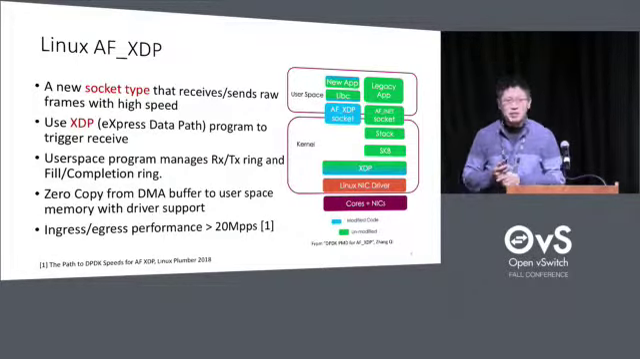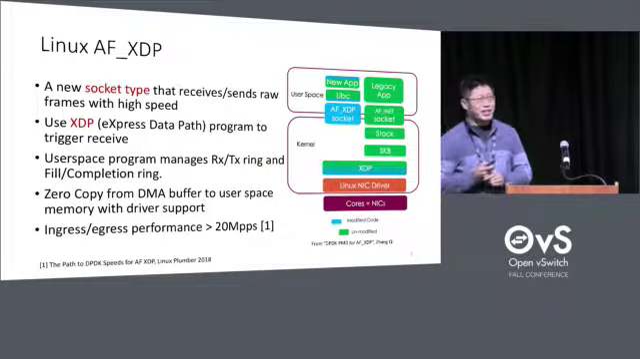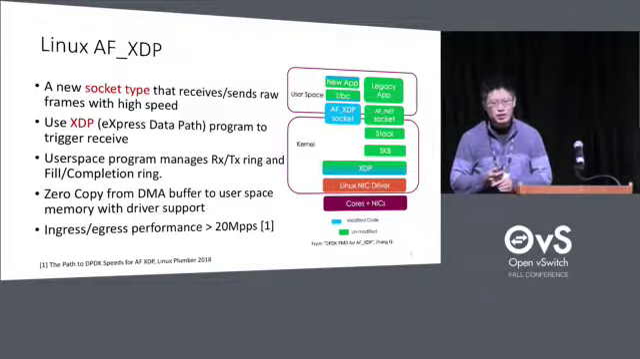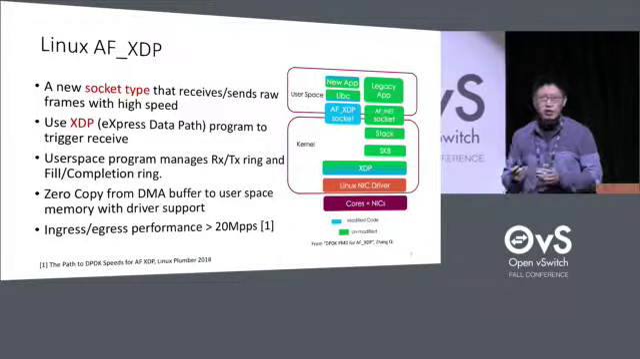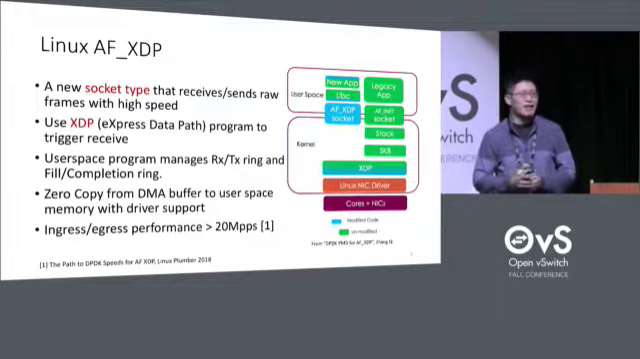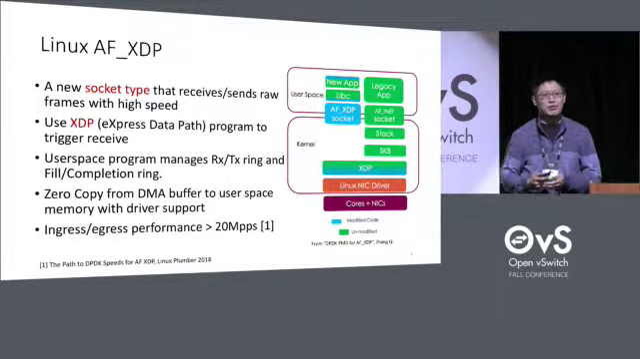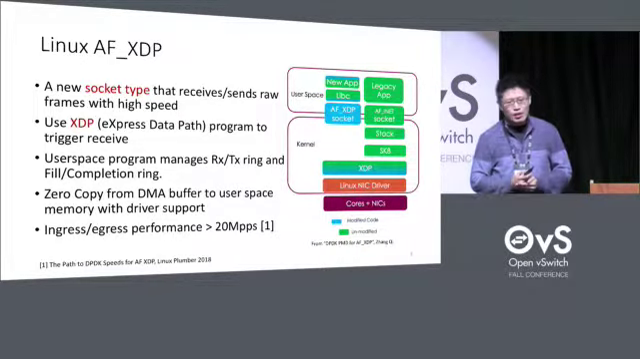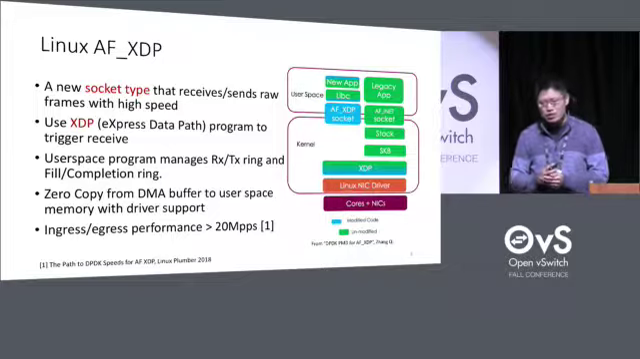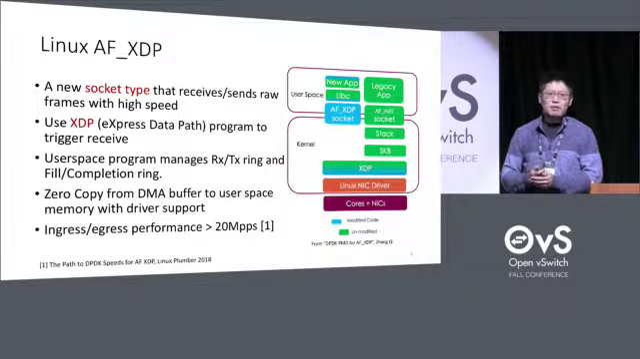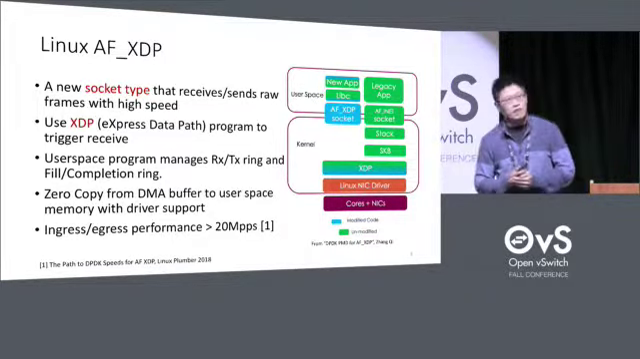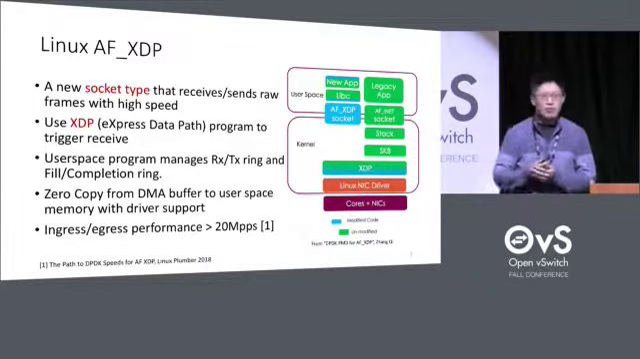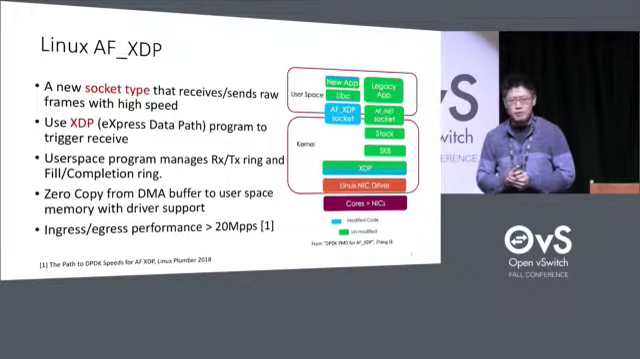So AF_XDP stands for Address Family XDP, and XDP stands for Express Data Path. It's a new socket type that allows a user space program to send and receive packets at very high speeds compared to the traditional AF_PACKET, the raw socket Linux supports. On the right-hand side, you can see traditionally when we receive a packet, it comes from the NIC, goes to the skbuff, to the Linux kernel stack, and then to the AF_INET socket. Then the packet will be seen by your legacy application.